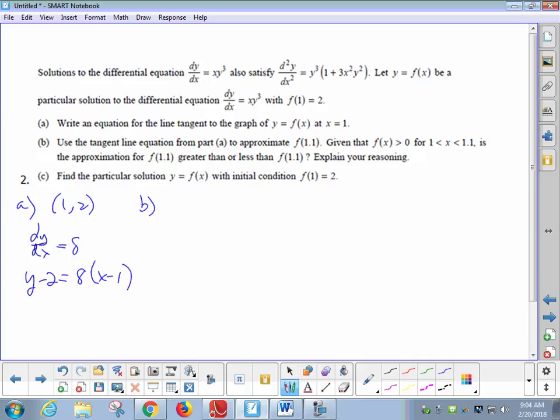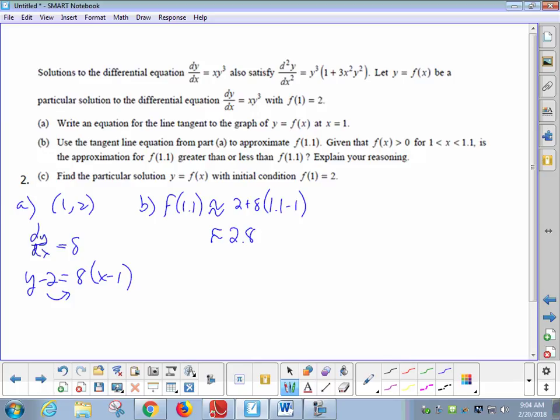B is the harder part. This is the part that you might not be familiar with. Use the tangent line equation to approximate f at 1.1. That's not a big deal. F at 1.1, this is where I at least imagine the 2 going over there. If I put 1.1 into my tangent line, it would be 2 plus 8 times 1.1 minus 1. I'm putting 1.1 into my tangent line. Yeah? That's something like 2.8. Do you agree? Okay.